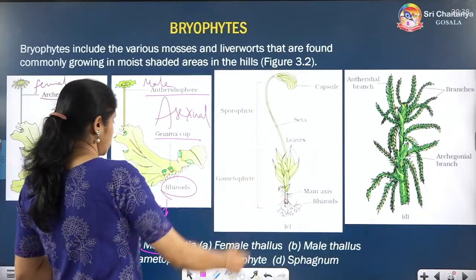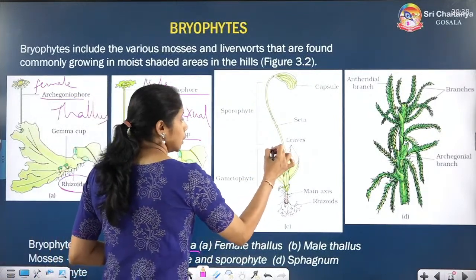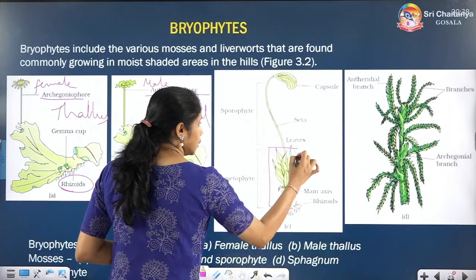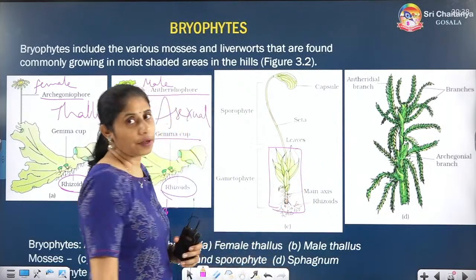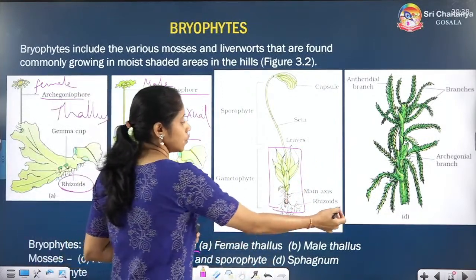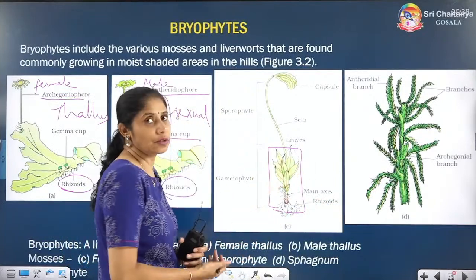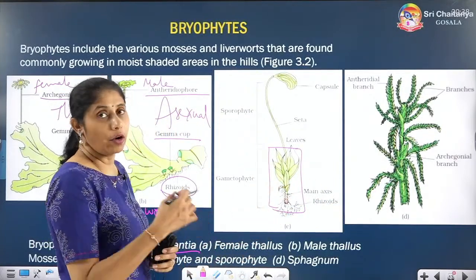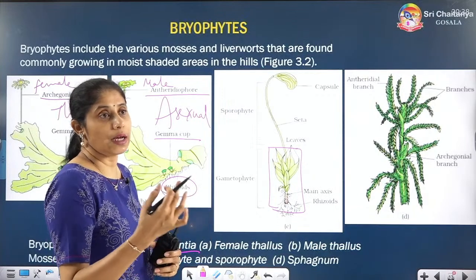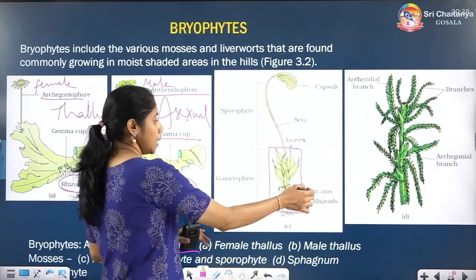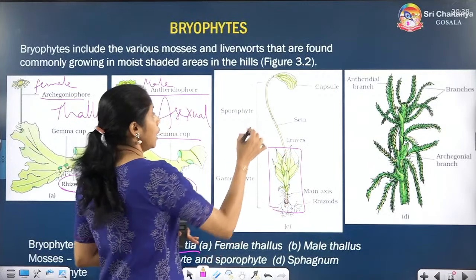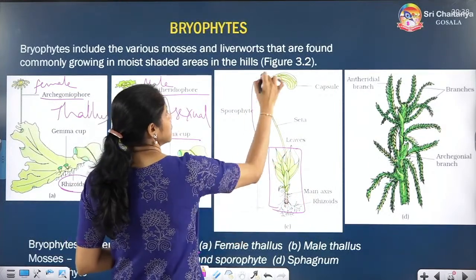Then the next one, from here to here, this is the gametophyte. The gametophyte has rhizoids, a main axis, and leaf-like structures. Leaves are there, but they are not true leaves; true roots, stems and leaves are absent. So the main axis, rhizoids and leaves are present, and from the top here, this is the sporophyte.